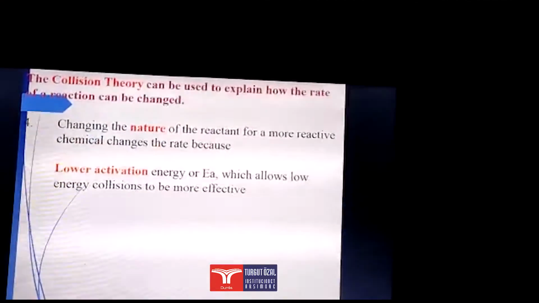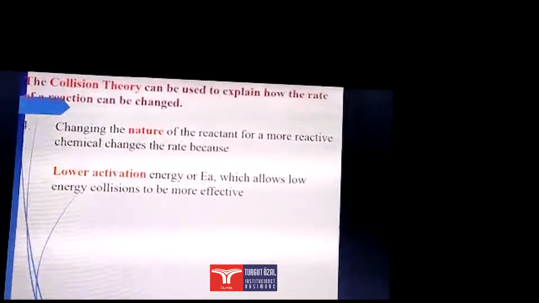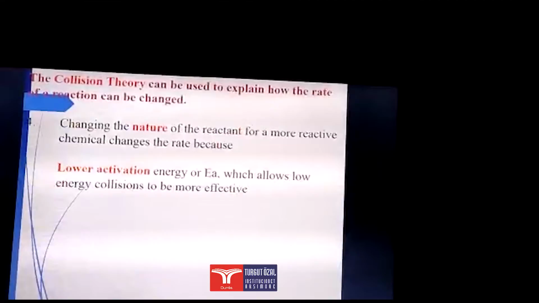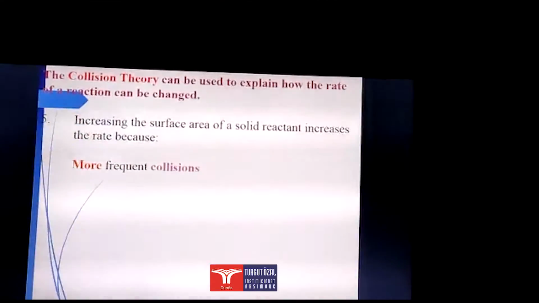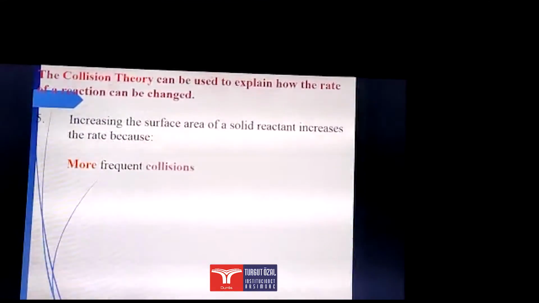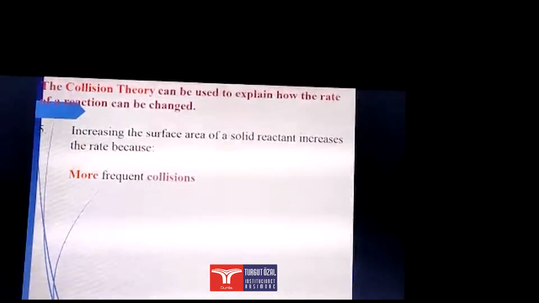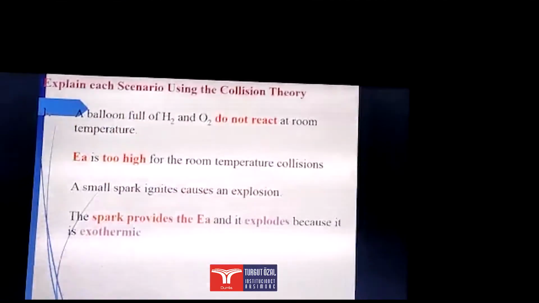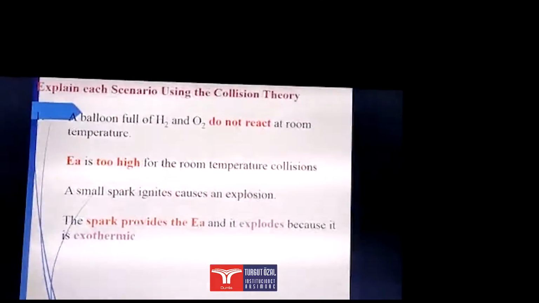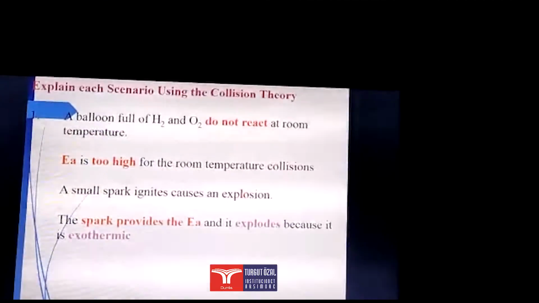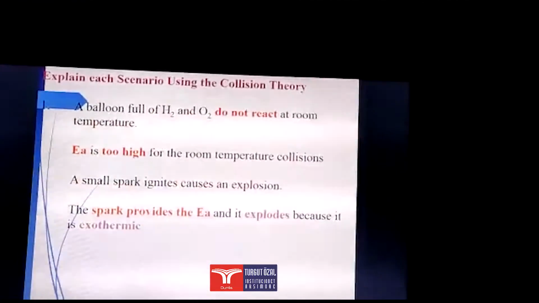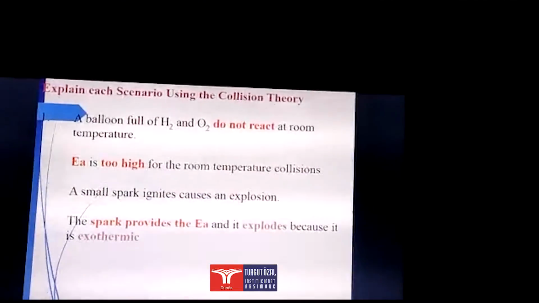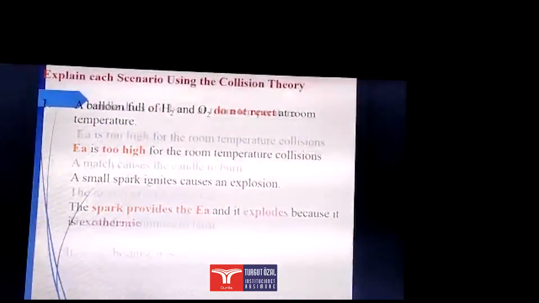Changing the nature of the reactant to a more reactive chemical changes the rate because of the lower activation energy, which allows low energy collisions to be more effective. Increasing the surface area of a solid reactant increases the rate because of more frequent collisions. An example: a balloon full of hydrogen and oxygen does not react at room temperature. The activation energy is too high for room temperature collisions. A small spark ignites it and causes an explosion. The spark provides the activation energy and it explodes because it is exothermic.